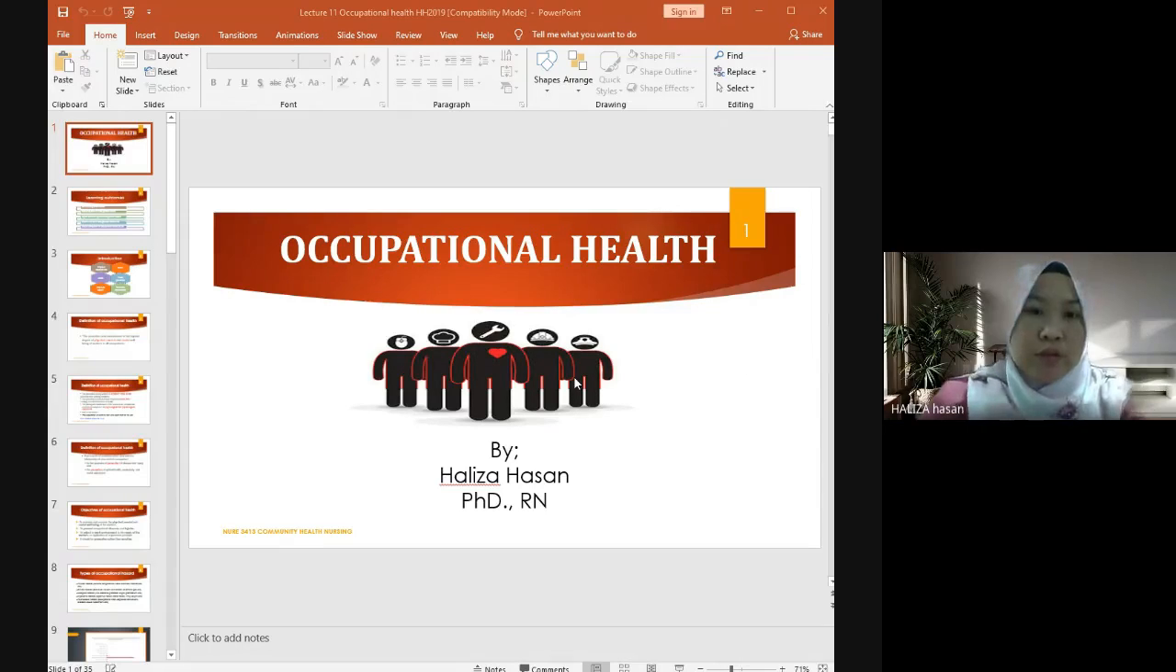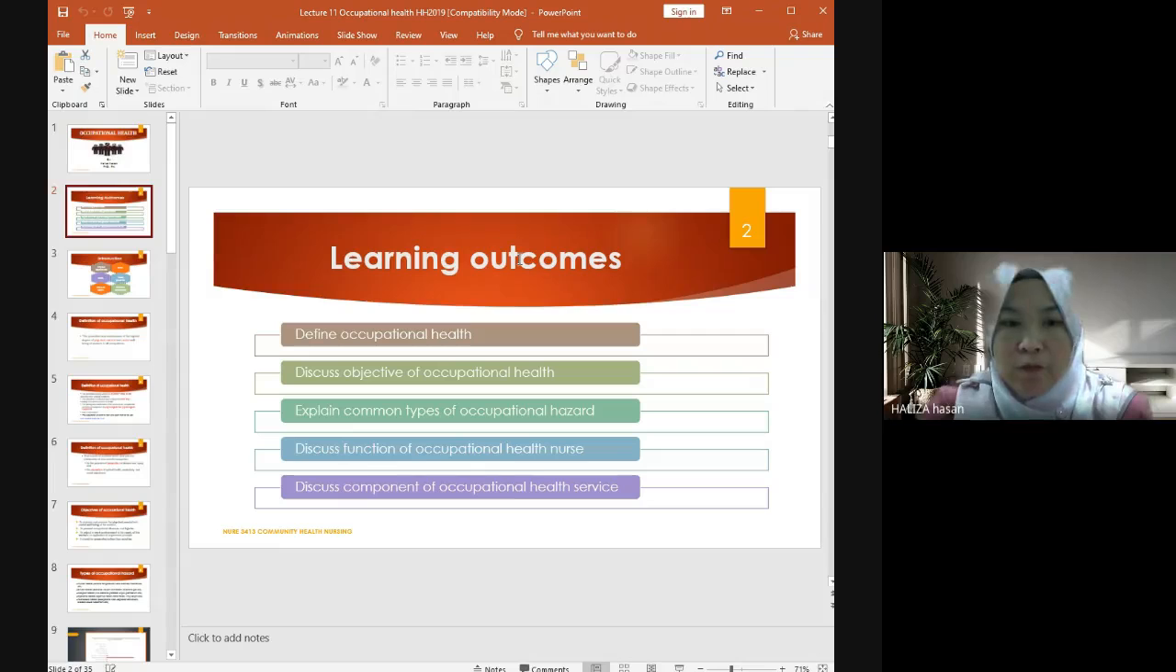Okay, so we will continue our class with occupational health, which is related to environmental health. The learning outcomes for this session: you should be able to define occupational health, discuss the objectives of occupational health, explain the common types of occupational hazard, discuss the functions of occupational health, and also discuss the components of occupational health services in Malaysia.